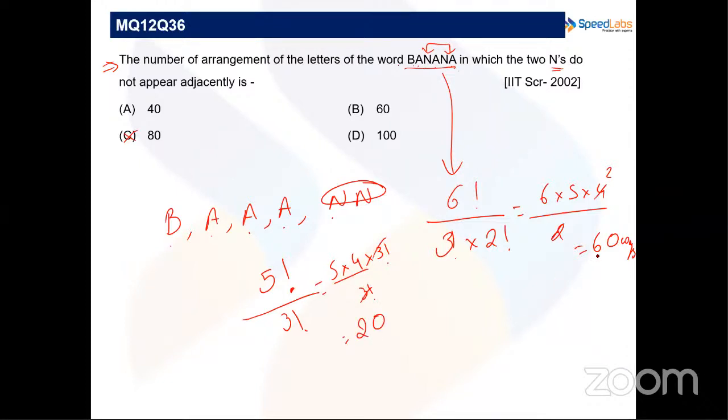So the total number of ways in which this should not appear adjacently is 60 minus 20. So our option is A, that is 40. Good, Manvi and Param. Moving to the next question.